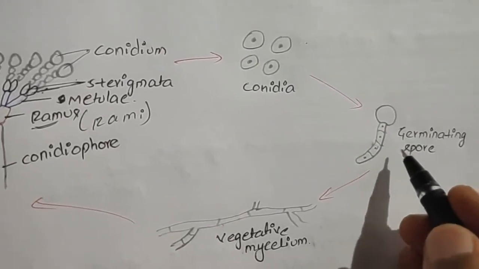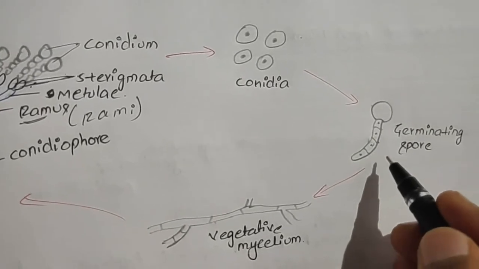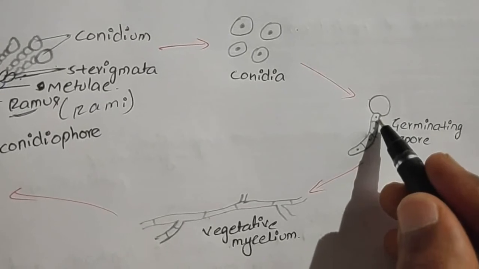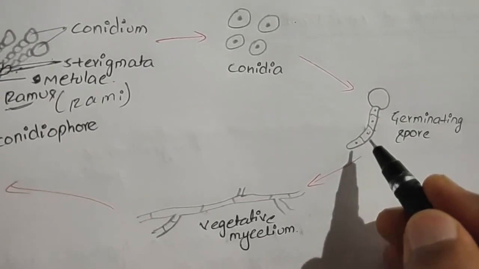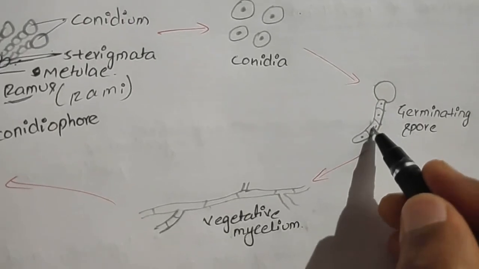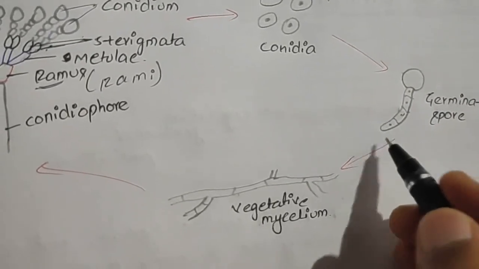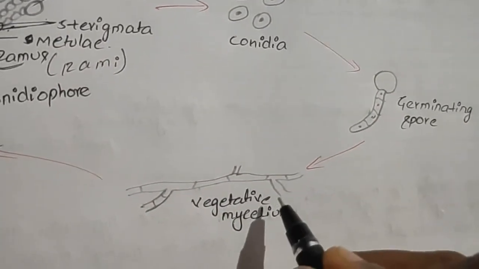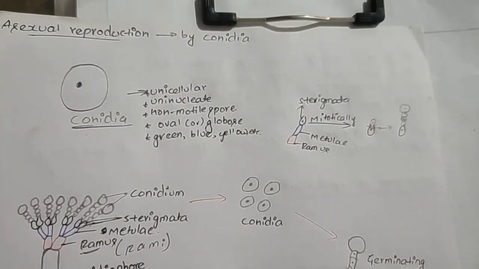The nucleus undergoes repeated mitotic division, and all the nuclei enter into the germ tube. Septa formation continues along with the elongation of the germ tube. By this, a new septate branched mycelium is developed. This is the asexual reproduction in Penicillium.